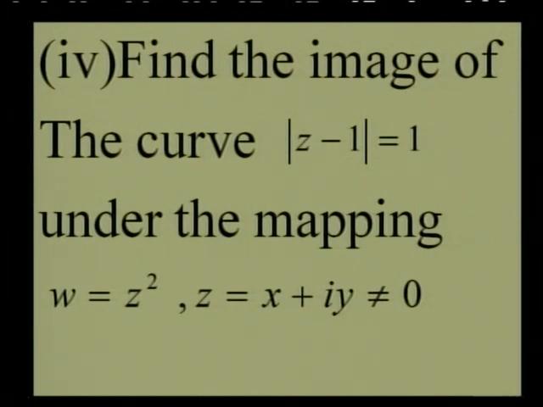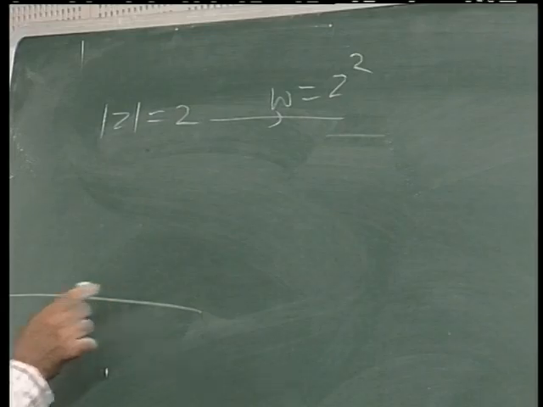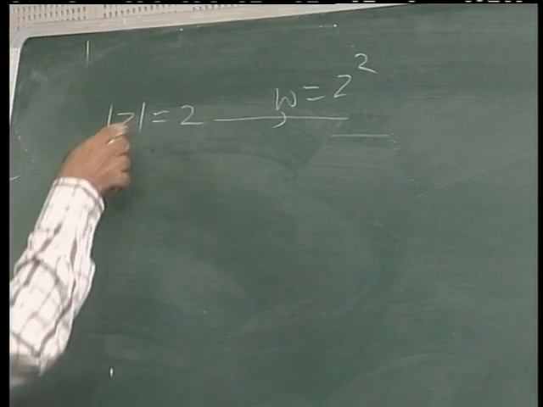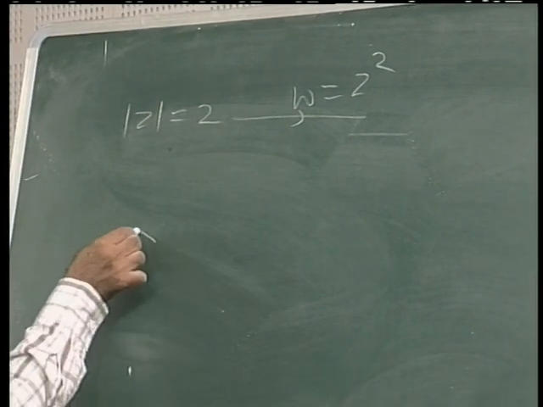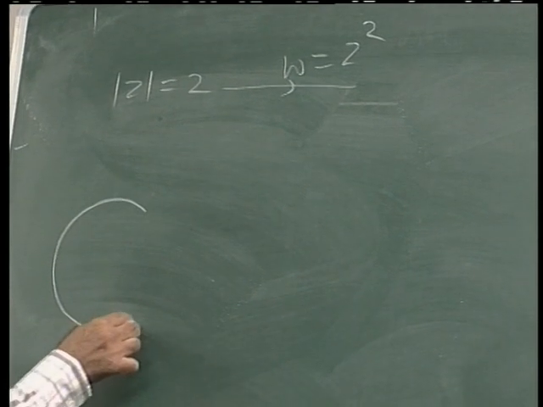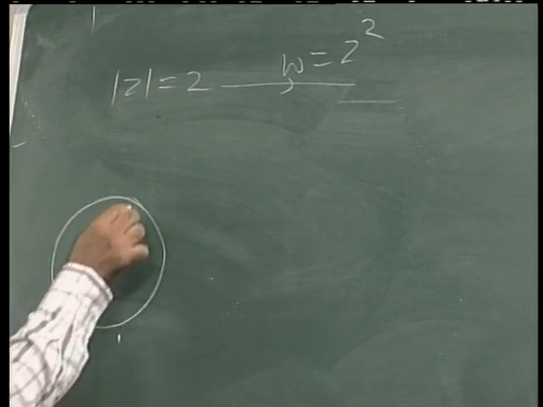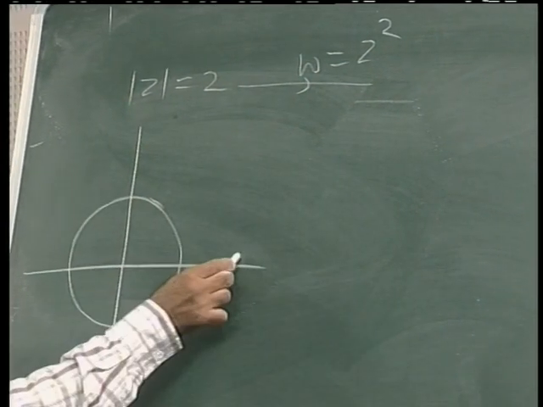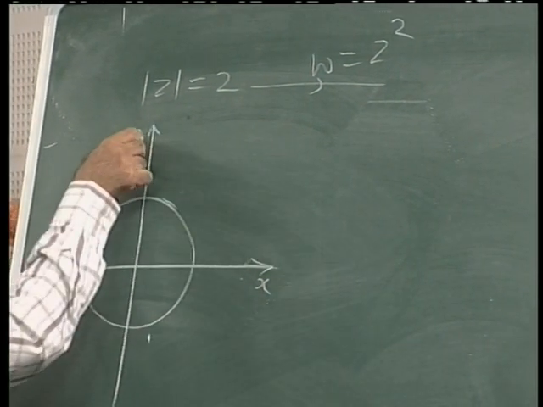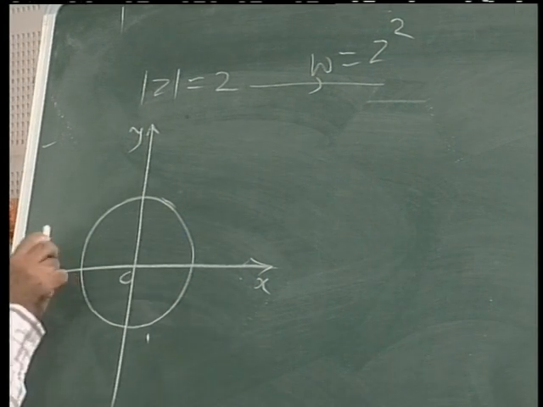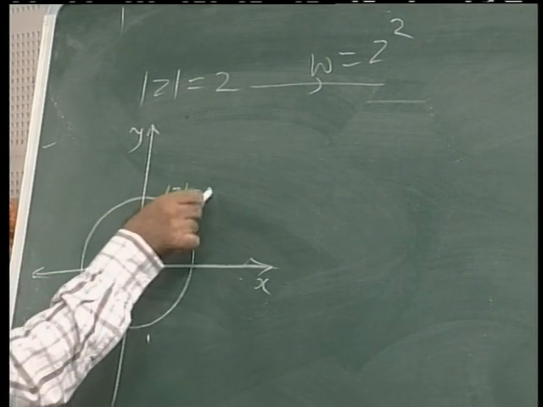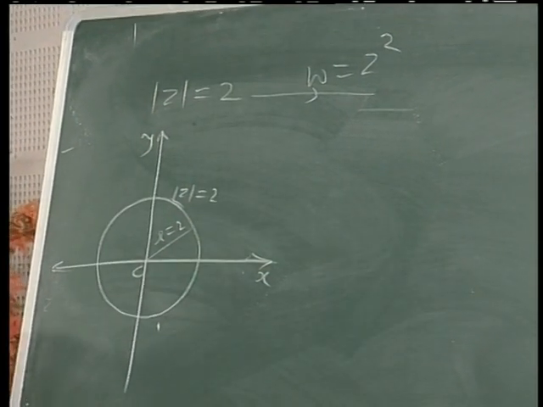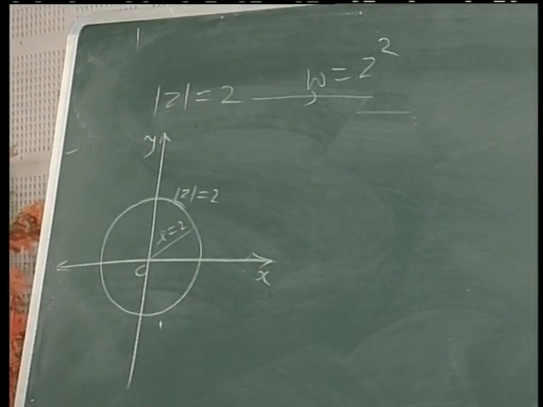So I have this part. It's a circle with center origin and radius is 2. So this is mod z equals 2, radius is 2. Under the mapping W equal to z square, what is the image of this circle?